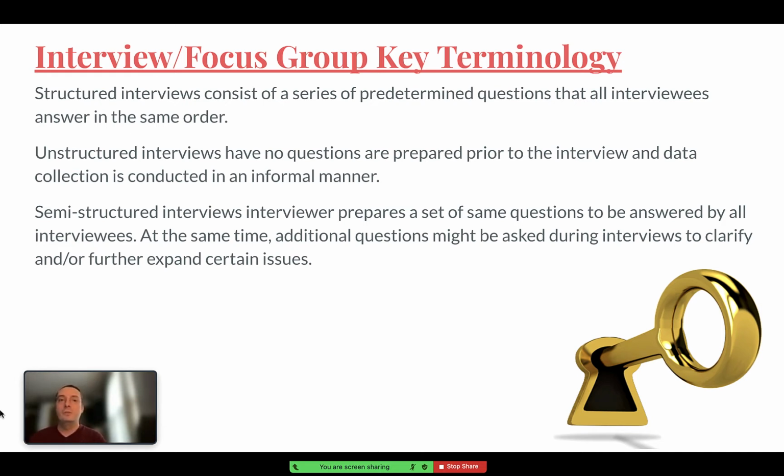An unstructured interview is the opposite. The researcher doesn't really have any questions ahead of time, and the interview is really conducted in an informal manner. This may just be conversation, more of an observation. And then semi-structured is a mixture of the two. In the semi-structured, the researcher has a series of questions to ask, but it's also more flexible in that they're not limited to those questions. The researcher can ask follow-up questions to really gauge a person's understanding and perception of a certain topic.